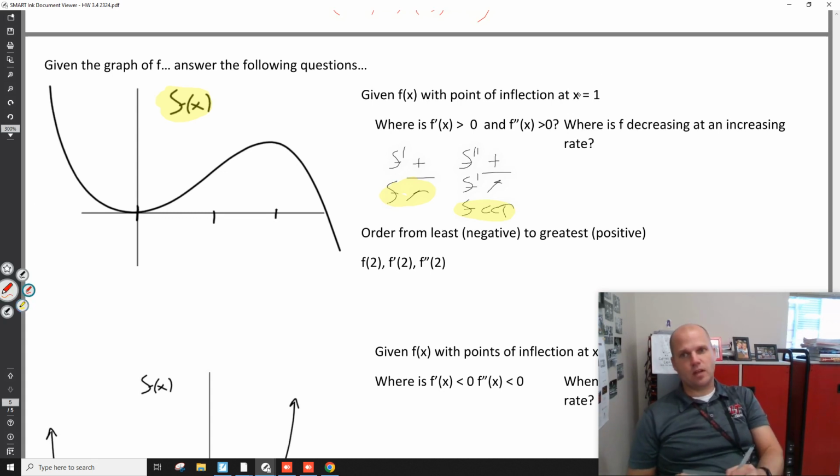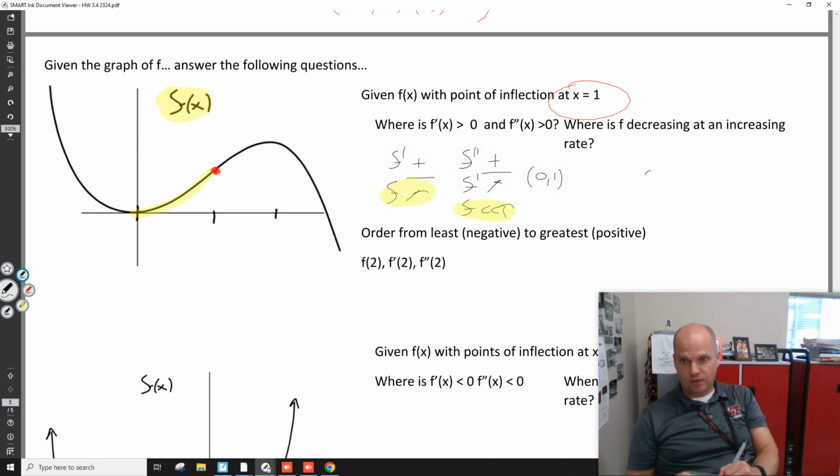Now they give you a very huge hint here to help you. F is concave up until 1. F is concave down after 1 because we have a point of inflection at 1. So here's where we're concave up. Here's where we're concave down. Here's where we're going up and concave up. The answer is from 0 to 1.